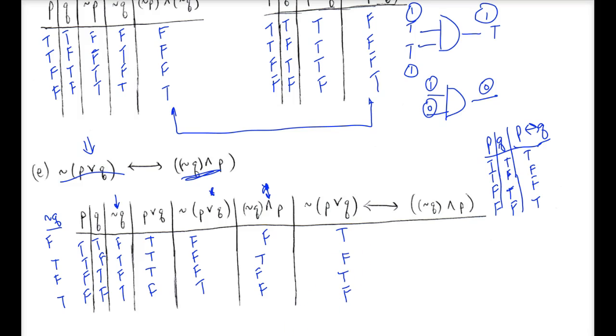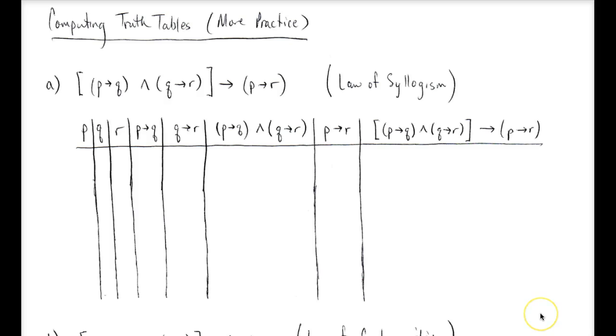All right, so let's move on to some more truth tables. The next set of truth tables that we're going to do are important because they represent arguments. And so we're going to see that some of these arguments are called fallacies. Some of these arguments will be called tautologies, okay? Or we're going to say that they are valid arguments.